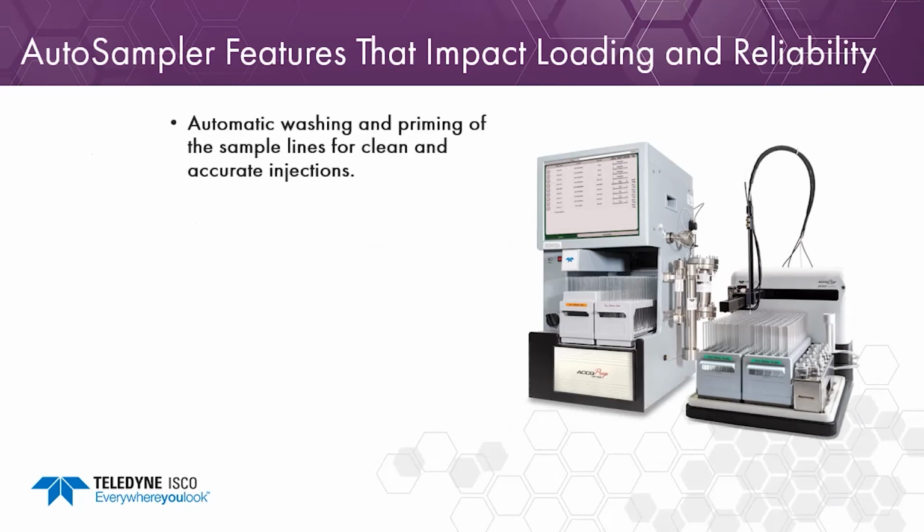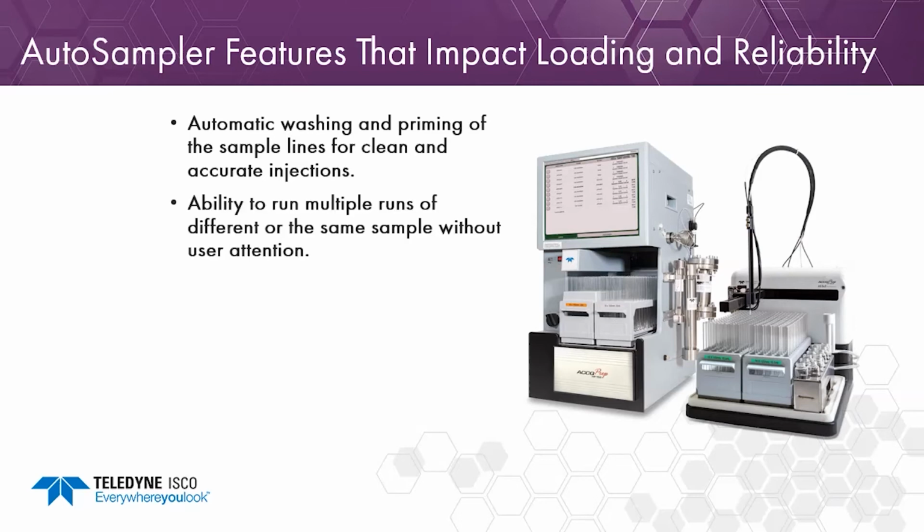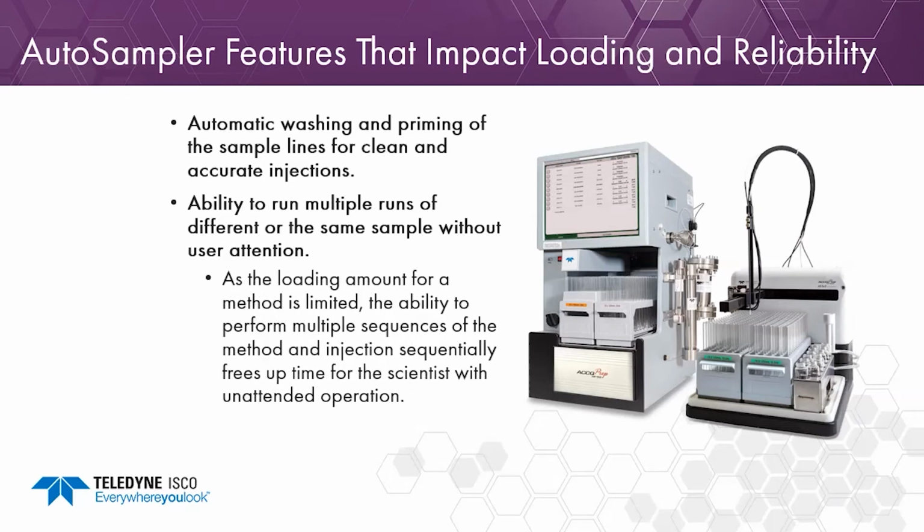Some other features of the auto sampler increase your throughput. We get automatic washing and priming of the sample lines for clean and accurate injections. Since we're limited to the loop size, we can run multiple runs of different or the same compound without any user attention. So I can optimize my method and say, hey, I need to run this 20 times, and it'll run it and get your sample pure without any input from you, other than making sure that you have enough solvents to run the methods. We can do these multiple sequences, and it frees up time for the scientist with unattended operation.